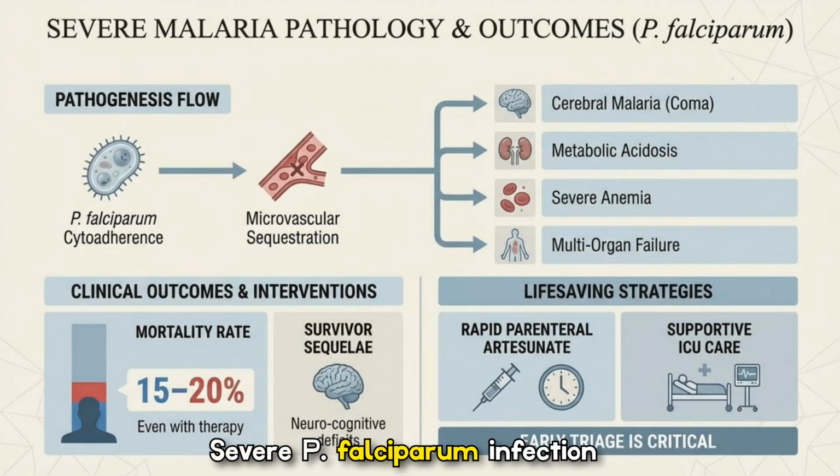Severe P. falciparum infection involves parasite cytoadherence and microvascular sequestration, which can lead to cerebral malaria, metabolic acidosis, profound anemia, and multi-organ failure. Even with proper therapy, mortality can reach the mid-teens %. So rapid triage, parenteral artesunate, and supportive intensive care are life-saving and critical to reduce long-term neurological sequelae.